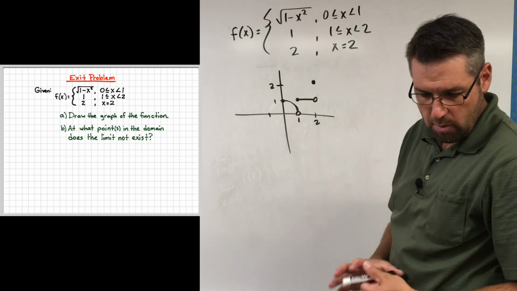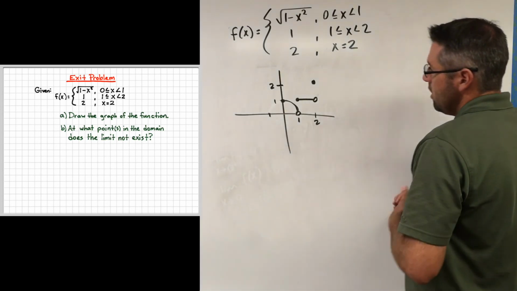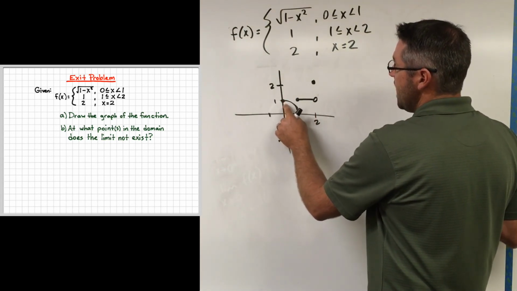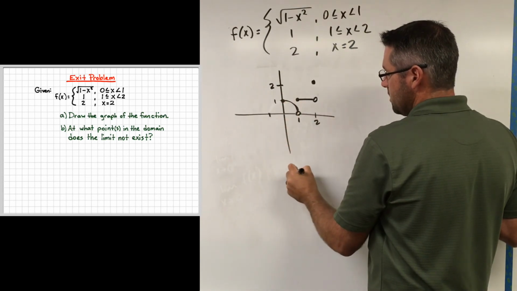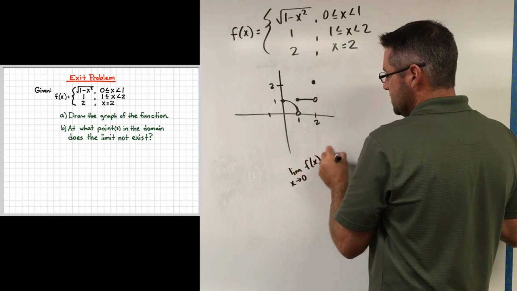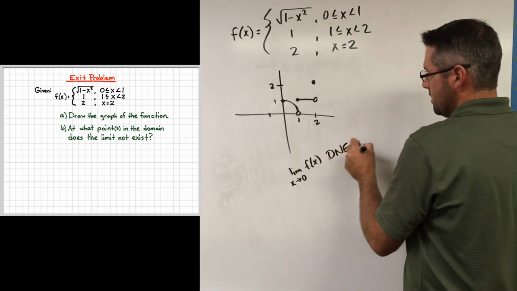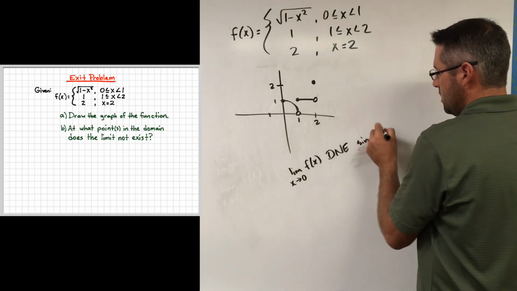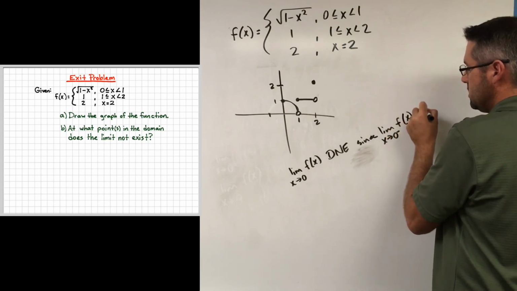And the question is, at what points in the domain does the limit not exist? Well, looking at it from left to right, is x equals 0 in the domain? Yeah, it is. So does the limit exist there? So we would say the limit of f of x as x approaches 0 does not exist. Why? Because the left-hand limit doesn't exist. Since the limit as x approaches 0 from the left of f of x does not exist.